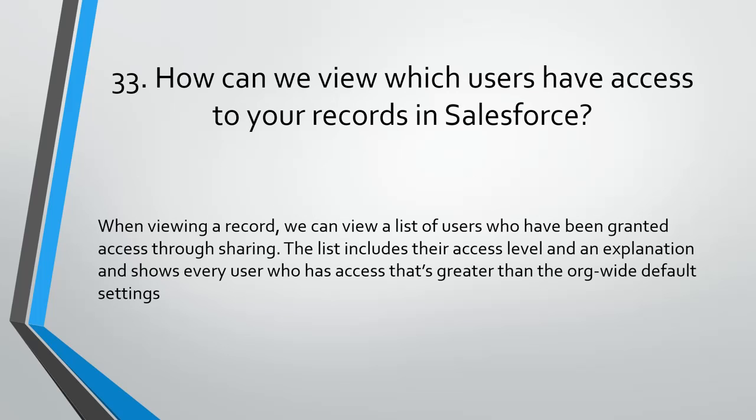How can we view which users have access to a record in Salesforce? When viewing a record, we can view the list of users who have been granted access through sharing. The list includes their access level and an explanation, and shows every user who has access greater than the org-wide default settings.